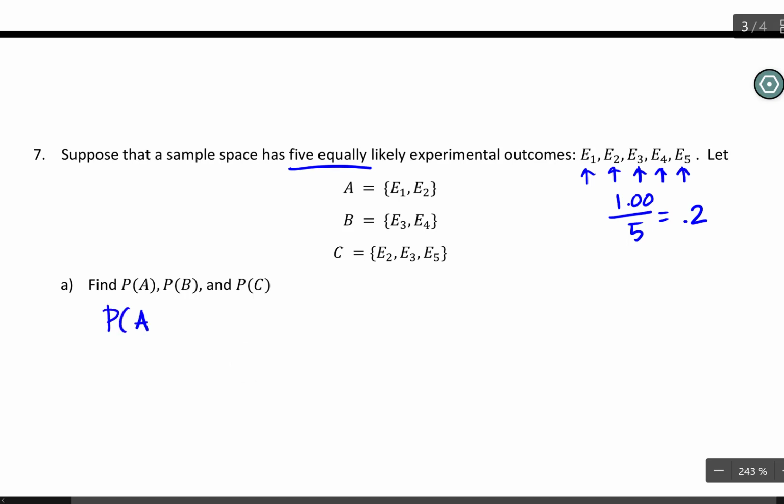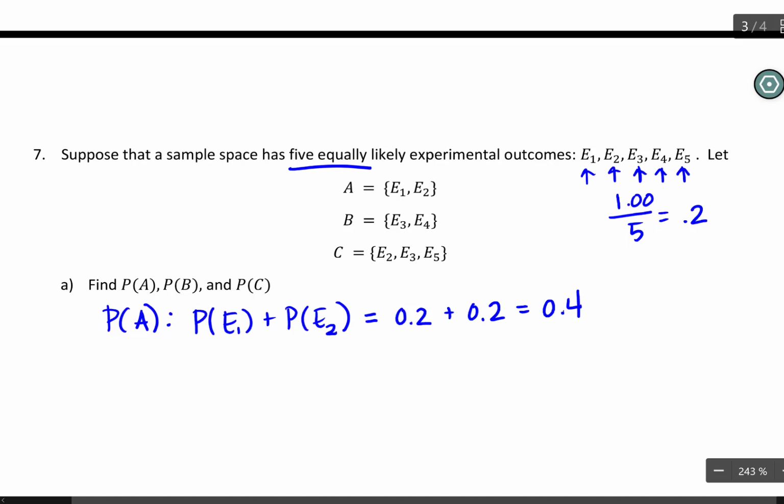So what's the probability that we ended up with our outcome 1 and outcome 2? What we need to do is add up the probabilities for each of them. So the probability of E1 plus the probability of E2. We said that each of these had a probability of 0.2. So the probability of E1 is 0.2 plus the probability of E2 is 0.2.